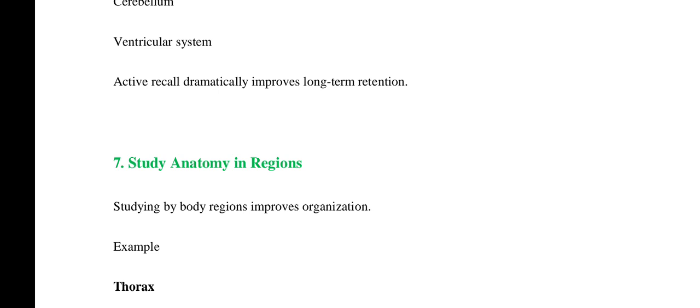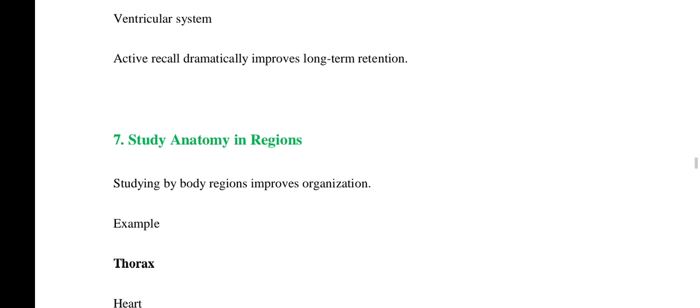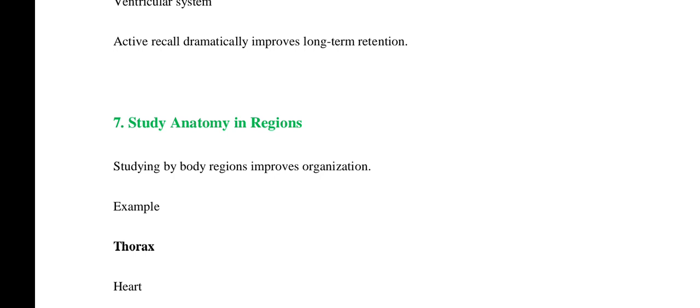Anatomy is majorly studied in regions. You take it region by region: the head and neck, the thorax, the abdomen, the pelvis and the perineum, the upper limb, the lower limb. So one easier way for you to study anatomy, to make it easier to remember, to recall, and to give a long-lasting memory of anatomy, is to study it in regions.